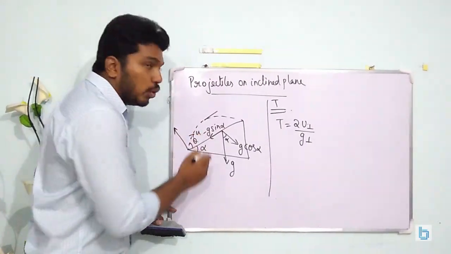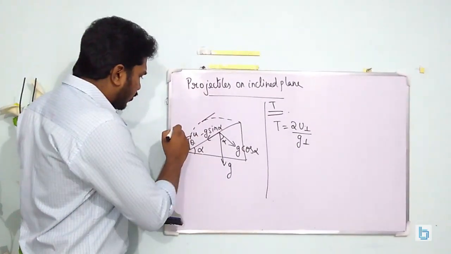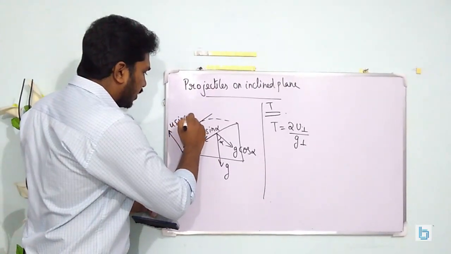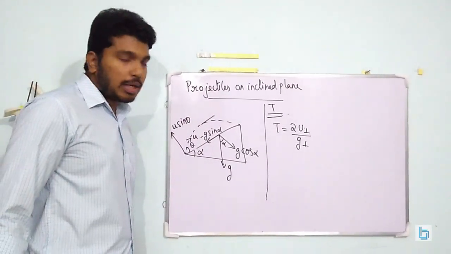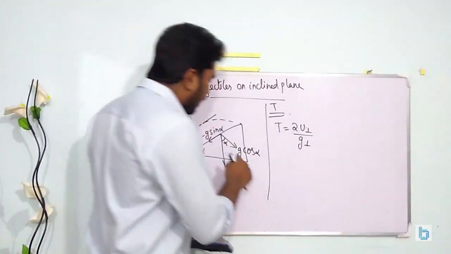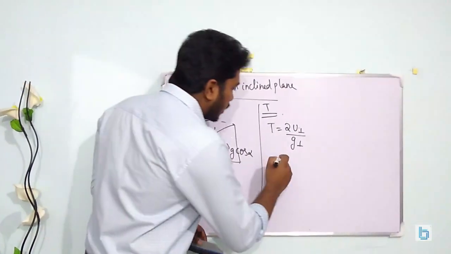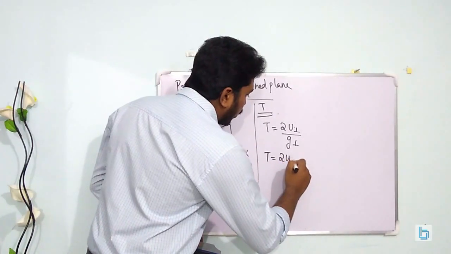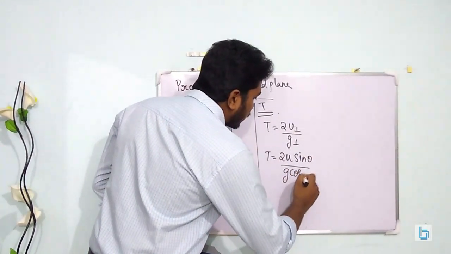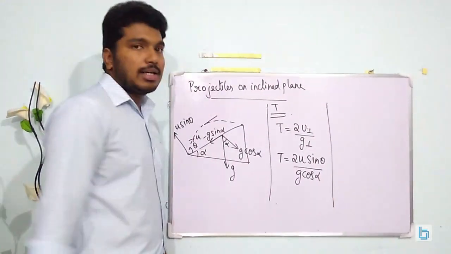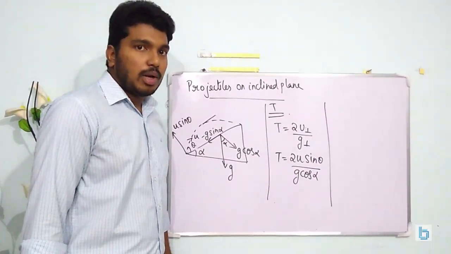ഓക്കെ, u perpendicular എന്ന് പറഞ്ഞാൽ ഇതിന് പെർപെൻഡിക്കുലർ ആയിട്ടുള്ള കമ്പോണന്റ്. ഐ ആം ലോഞ്ചിങ് ഇറ്റ് വിത്ത് u. ഫൈൻ. അപ്പൊ ഈ കമ്പോണന്റ് എന്ത് വരും? u sin theta. ഫൈൻ. u sin theta with respect to the inclined plane. Okay, so g perpendicular is g cos alpha. So time of flight is equal to 2u sin theta by g cos alpha. Okay, time of flight. അതുപോലെ ഓർത്ത് വയ്ക്കാം.